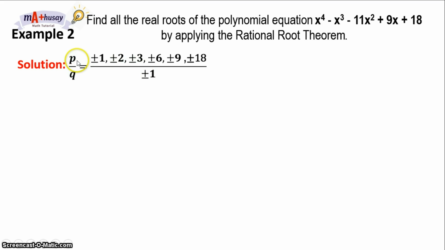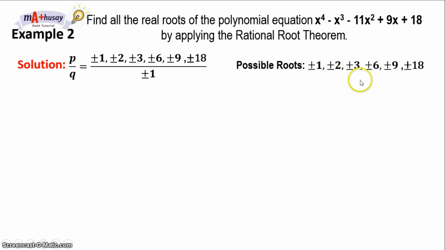So, if we divide p by q, all the possible roots of p of x are positive or negative 1, positive or negative 2, positive or negative 3, positive or negative 6, positive or negative 9, and positive or negative 18. So, imagine there are many possible roots of p of x. But in this case, since we have to start testing whether x plus 1 or x minus 1 is a root of p of x, let's try x plus 1.